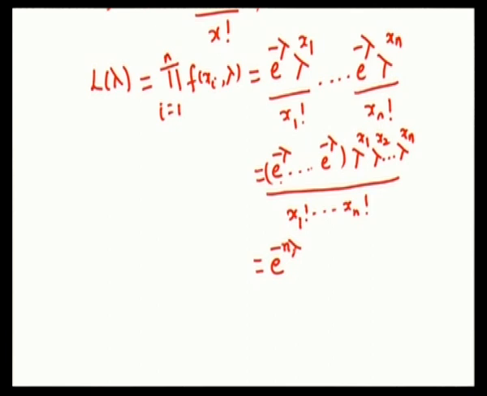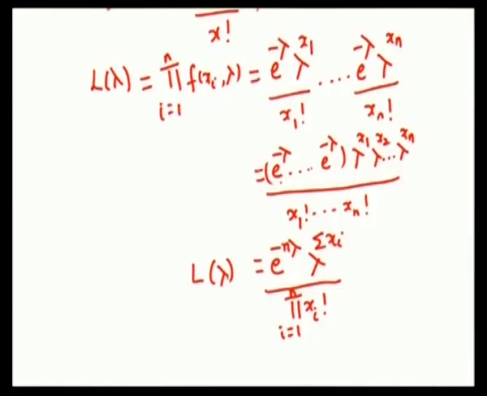Next, if your base is the same, you can add the powers. So, you will have lambda power summation xi. Once again, x1 factorial up to xn factorial is a product, which I can write as the product of xi factorial, i equal to 1 to n. So, I have found the likelihood function with respect to the Poisson population. Now, I have to find the sufficient statistic for lambda. Hence, I bring in the concept of the Neyman factorization theorem.